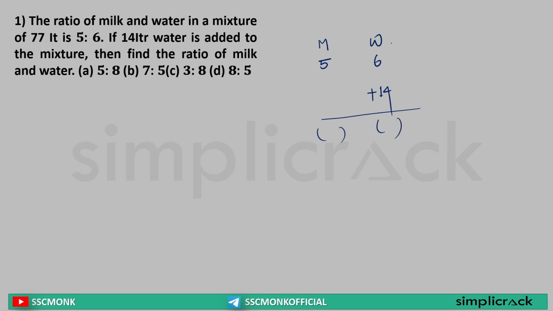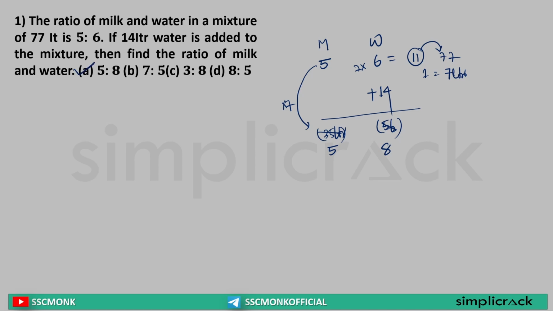Yes or no? Yes. Now sir, this total 5 plus 6 is 11. This is equal to what? 77 liter. That means one part is equal to what? 77 by 11 is equal to 7 liter. If one part is 7 liter, 5 part will be 5 into 7, that is 35 liter. 6 part will be 6 into 7, that is 42 liter, plus 14 liter, that is equal to 56 liter. Yes or no? Yes. Now I have to take the ratio. 7 5s are 35, 7 8s are 56. Ratio, option A, 5:8.